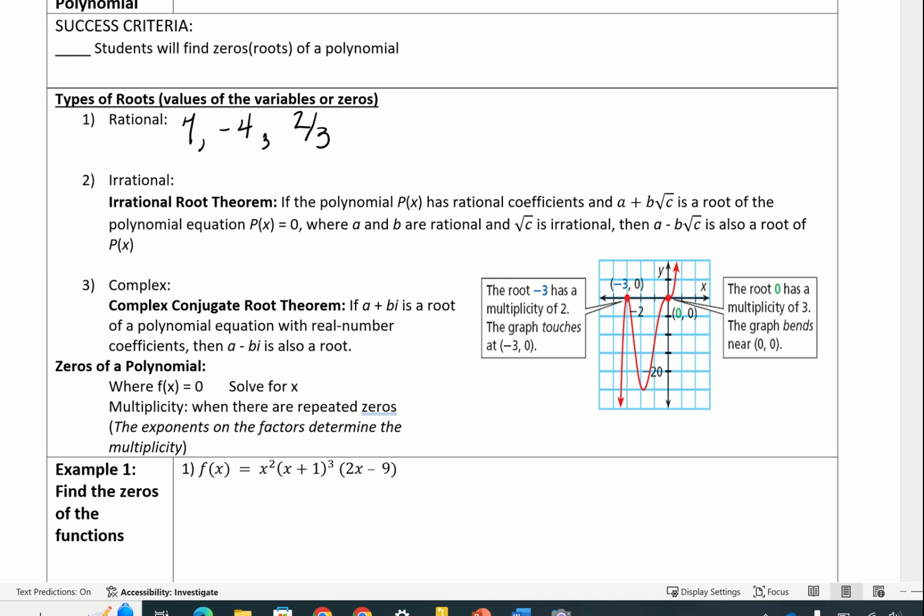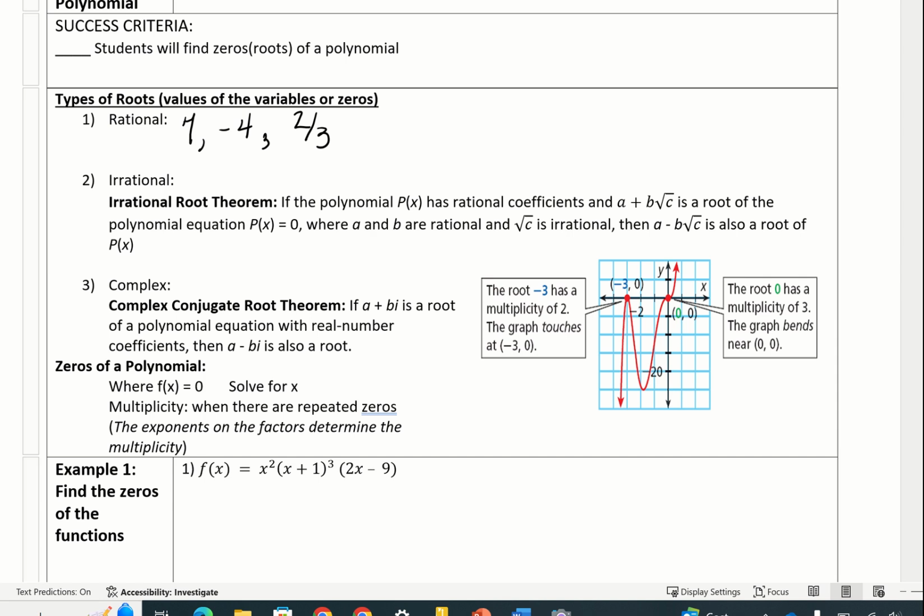So rational numbers can be rewritten as a fraction. Irrational numbers are the ones that cannot. Like pi, somebody brought that up in my 7th hour. It cannot be rewritten as a fraction. It does not repeat with a pattern. 2/3 repeats with a pattern, and that's why it can be rewritten as a fraction.